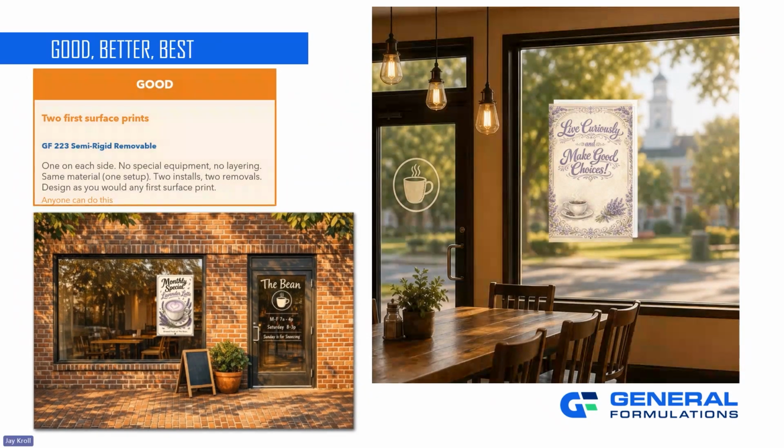For a good graphic, I cheated. This is two first surface prints using GF 223, so 6 mil semi-rigid, low tack removable, matte white, one on each side of the glass. And this is one anyone can do. You print two graphics on the same 6 mil semi-rigid removable, apply one to the exterior and one to the interior of the glass. No layering, no alignment, no special equipment. You're not messing with the clear in an opaque or blackout layer.